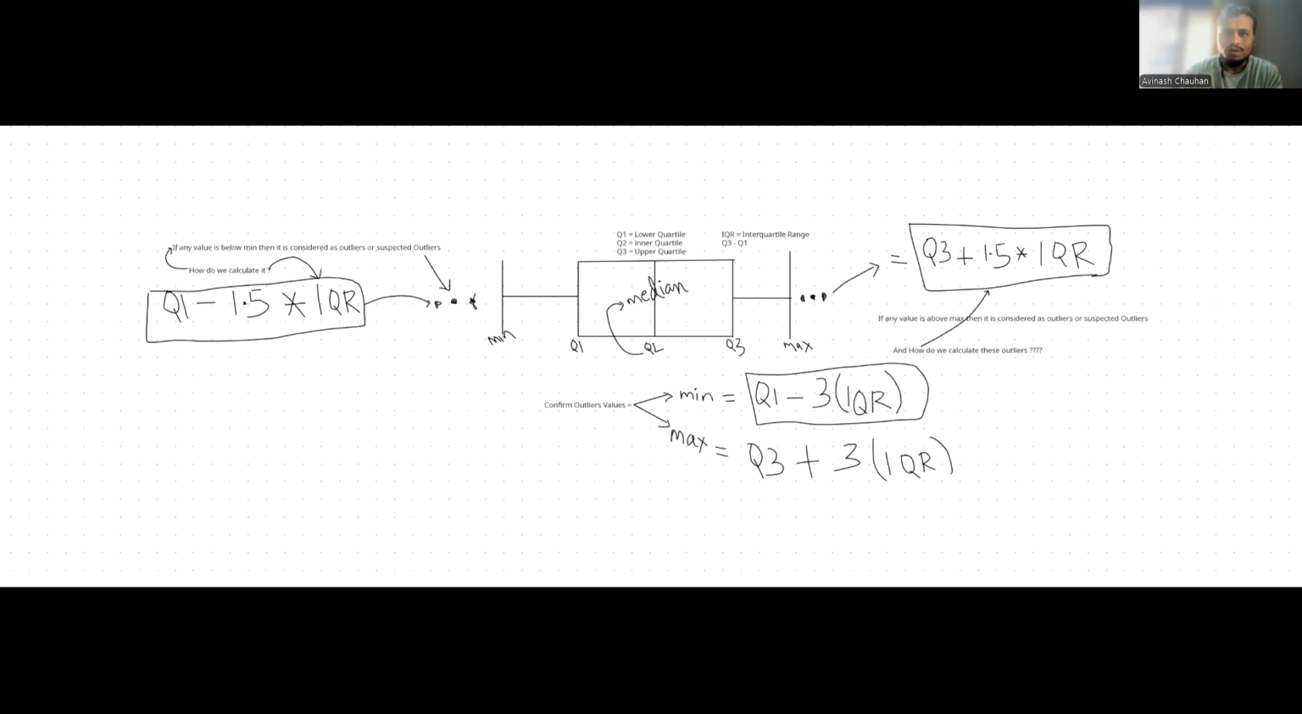So tomorrow we'll be doing the same thing. We will be starting with the bivariate plots. What is the meaning of bivariate plots?